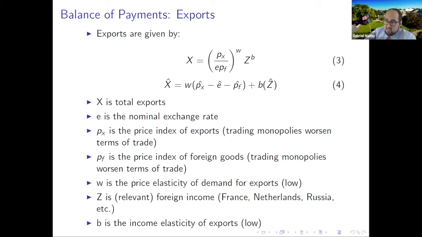The price index of exports is going to be worsened by these trading monopolies. The French government is going to underpay for the beaver skin in Canada to try and fund the colony, essentially through a tax that way. So the export price they receive is going to be lower because of these mercantilist policies.